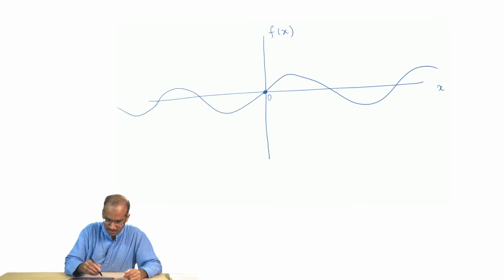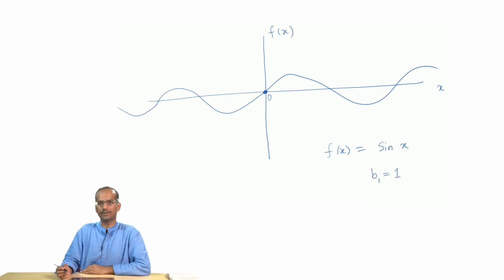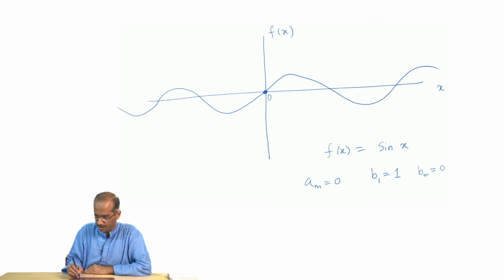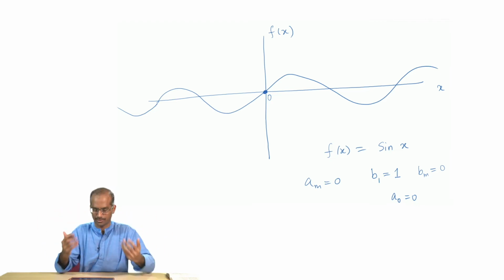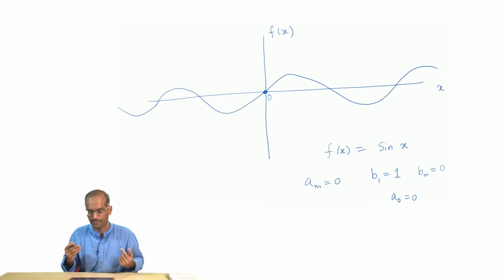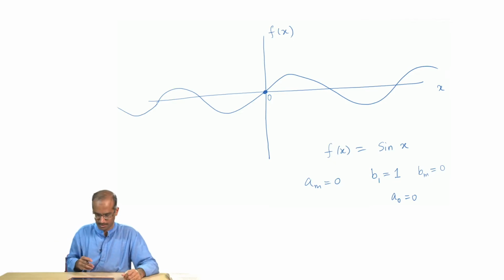In other words, to do it more formally, you should assume that your f of x is sin x. The result of this would be that all a m's will be 0 for all values of m, b 1 will be 1, but all other values of b m other than 1 will be equal to 0, and a 0 of course will be equal to 0 as well. So, a 0 is related to the level, the average of the function, and just by looking at it you can very easily say that the average of the function is 0.